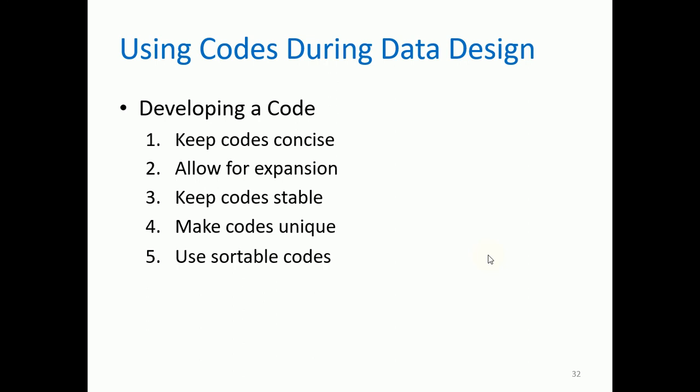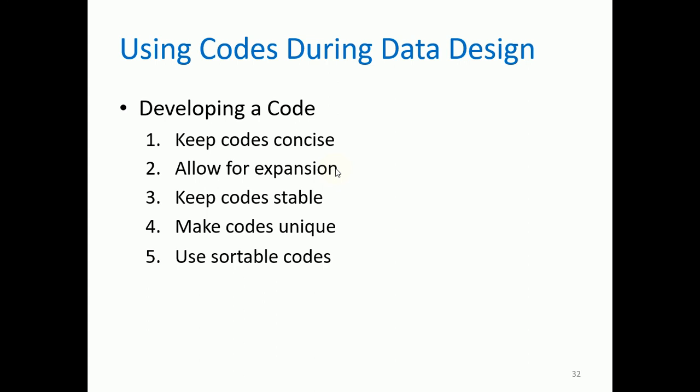What if your code is restricted only to 2 digits? What if, in the long run, you will have 100 branches? Will 01, 02, 03, 04, and 05 suffice? No. So if you can project that your branches will be over 100, I think your codes must allow for expansion. So you should have 3 digits. Number three is keep codes stable. For companies, even after an update, the codes must still be the same, to avoid confusion for the end users.